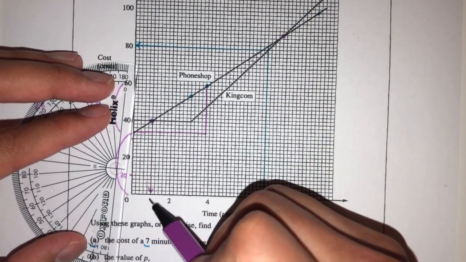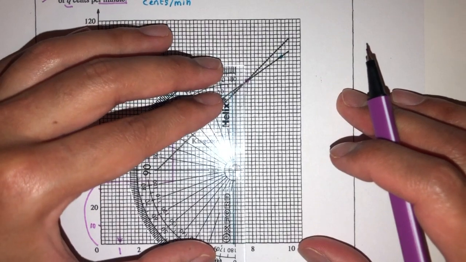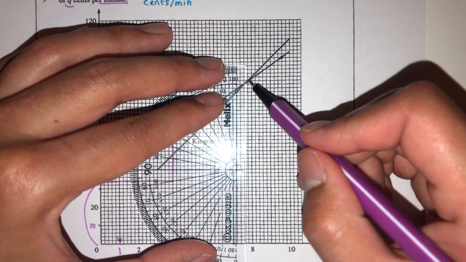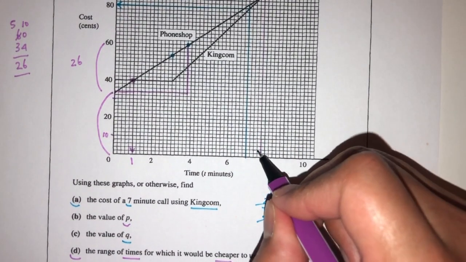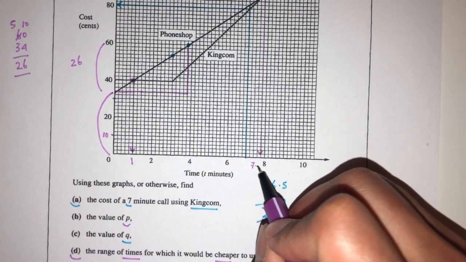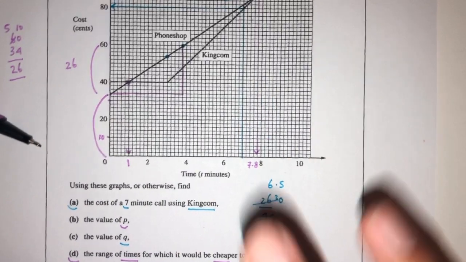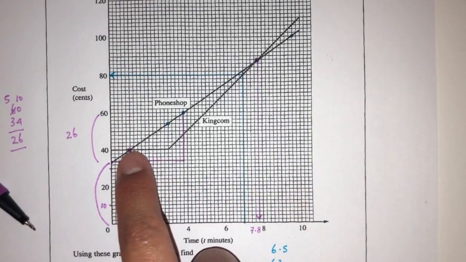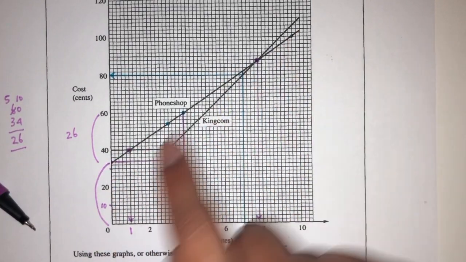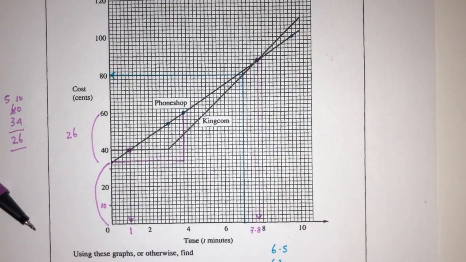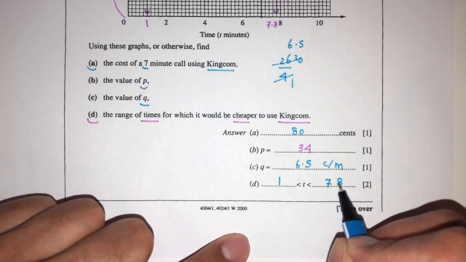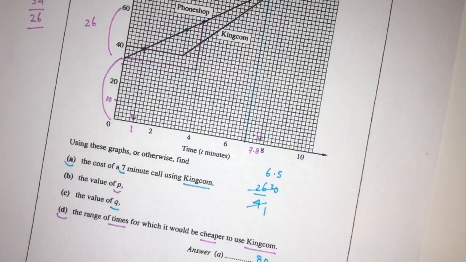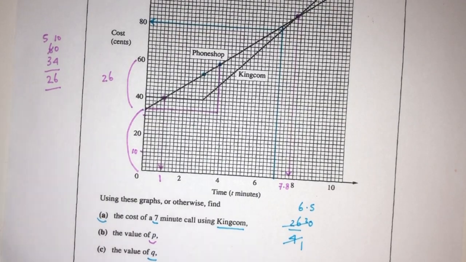Here the value is 1. And here the value again is, let's see, that will be 7.8. So between those 2 times, you can see the graph for King.com is below that of PhoneShop. It means it will be cheaper than PhoneShop between the values of 1 and 7.8. Okay, this is according to my graph. That is question number 23. Let's move on to question number 24.